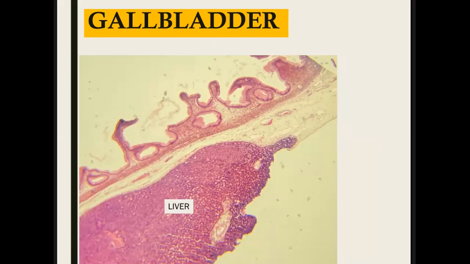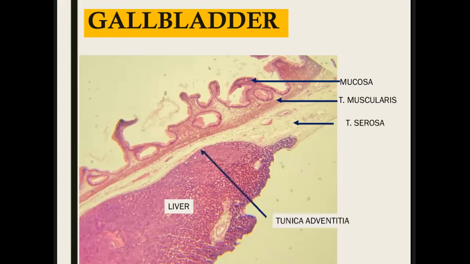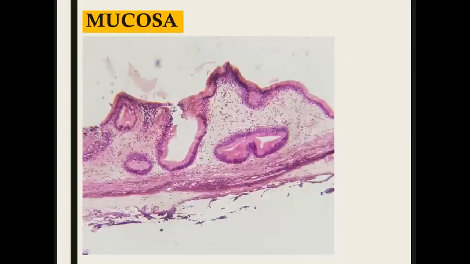The gallbladder is composed of the following layers. First, we have the mucosa, which has lining epithelium and lamina propria. This one is your tunica muscularis. Next layer would be the tunica serosa, and the one that is adherent to the liver is your tunica adventitia. This is actually part of the tunica serosa: the mesothelium.